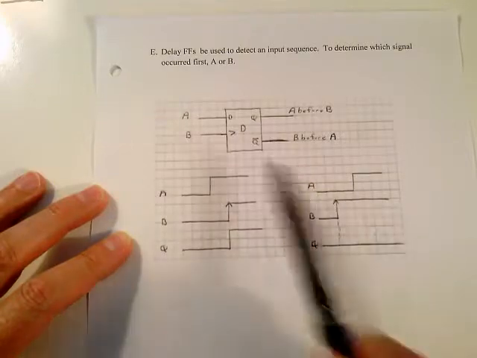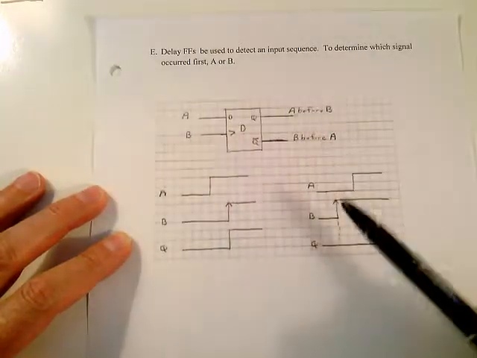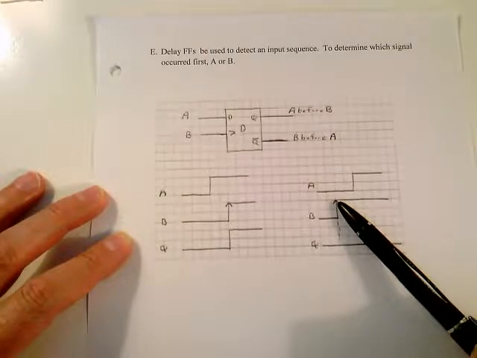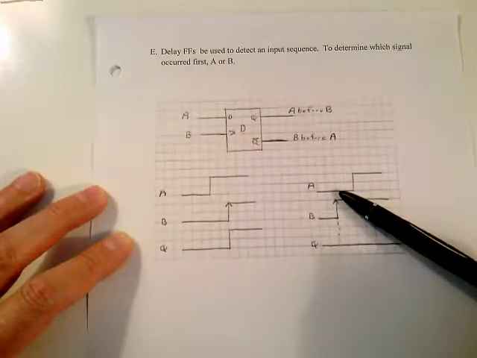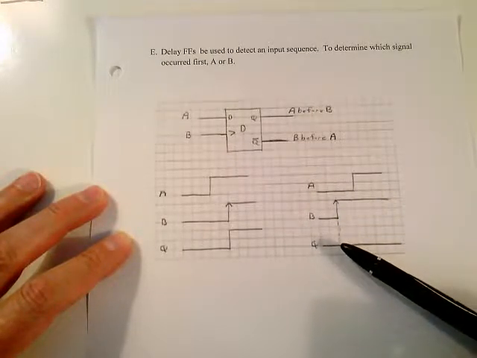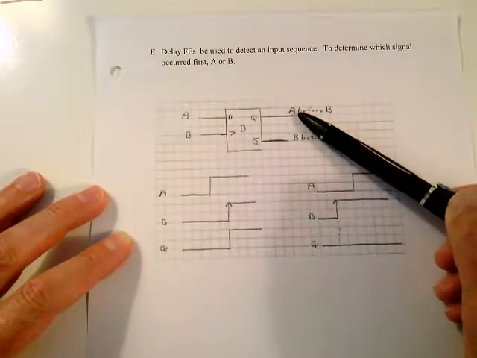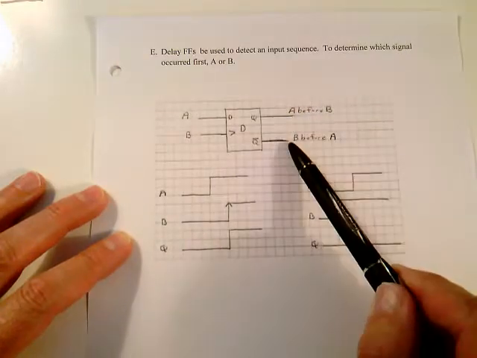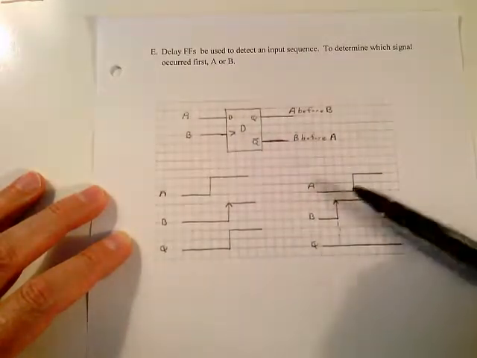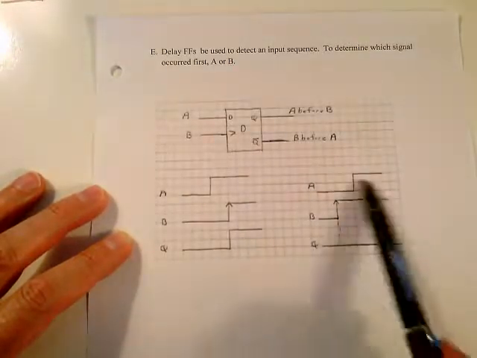What about if you have this scenario here? A stays low, and B, the clock, goes high. The A signal gets delayed by one clock period to the output, zero, and Q is zero. If Q is zero, this is inactive, but Q bar is a one, which says B is before A, and surely B was before A. That circuit works. Here's the one example, here's the other example.